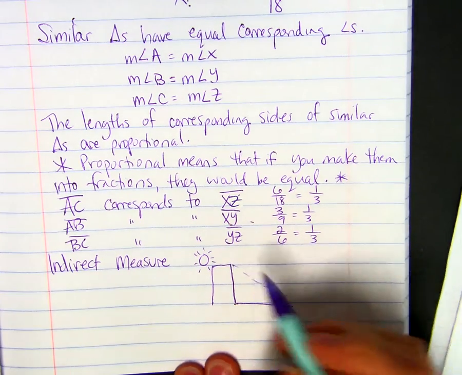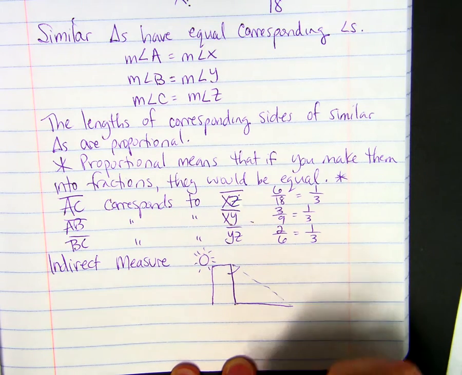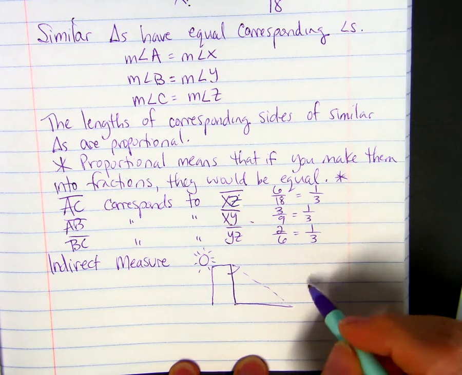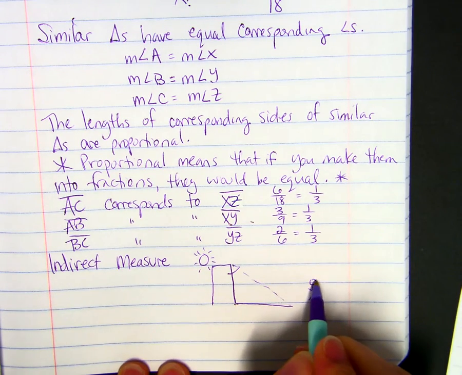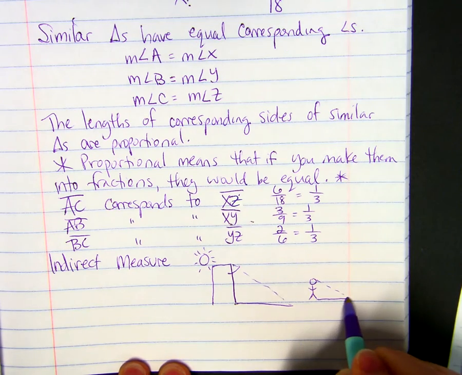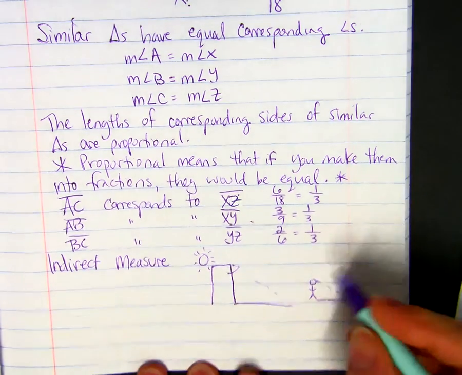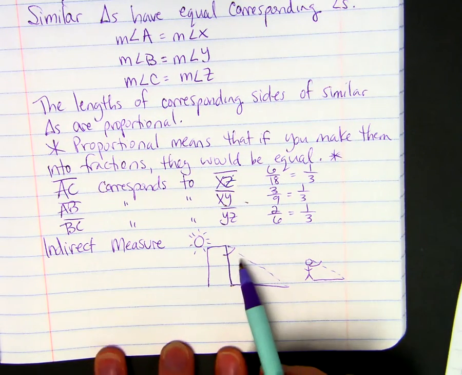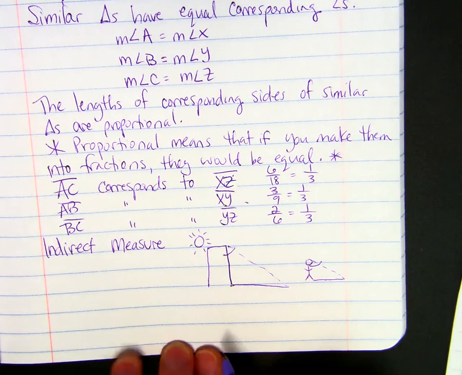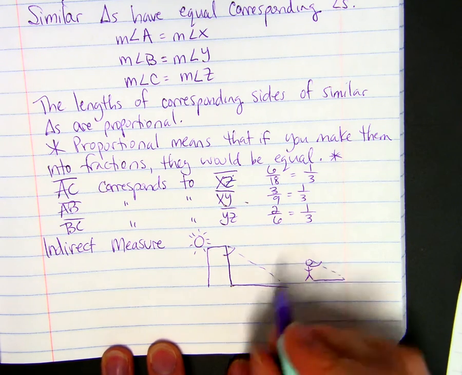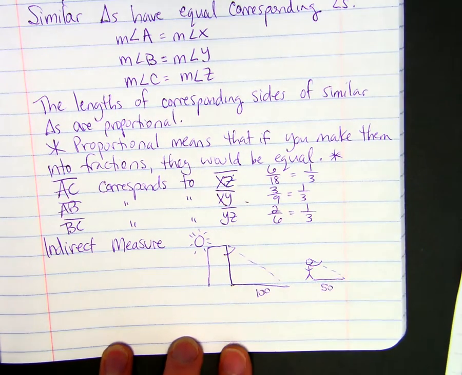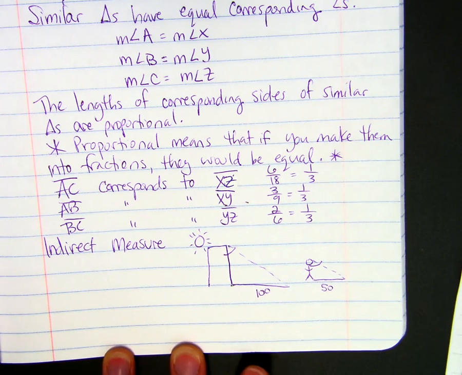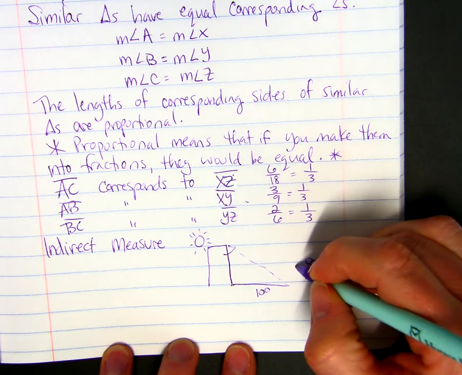Well, we can say that this angle right here is going to equal the same angle as if the sun were shining down on a person and they have a shadow. So because the sun is so far away, these two angles are going to be congruent. So if the shadow of the building is 100 and the shadow of the person is 50, and we know that the person is, say, 60, we'll just say 60 inches.